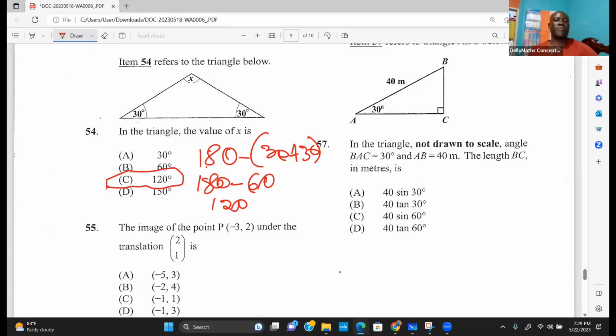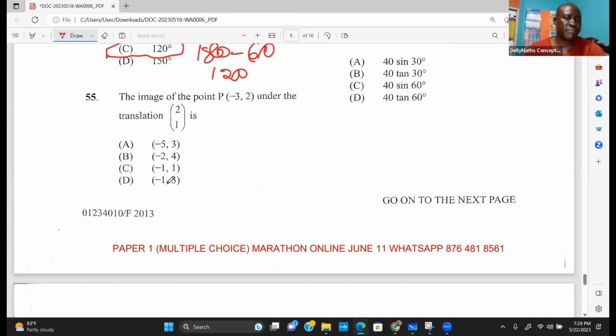All right, very straightforward. Number 55. So they've gone into some geometry now. That's where they're at. The image of, anybody remember this one though? It's not the same, but it's similar. It's the same idea. The image of P, which is -3,2 under translation.